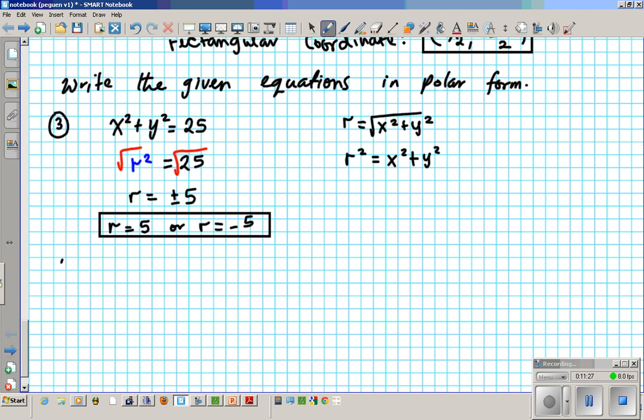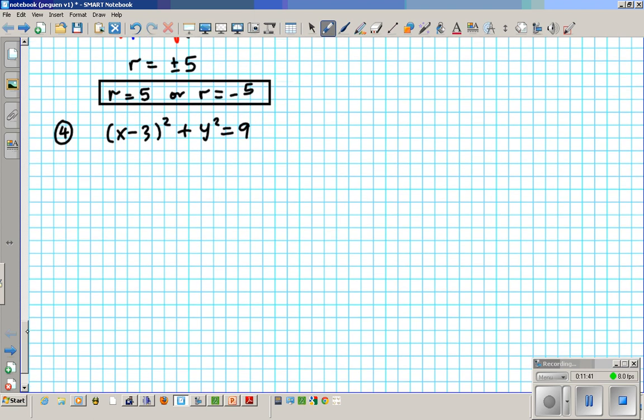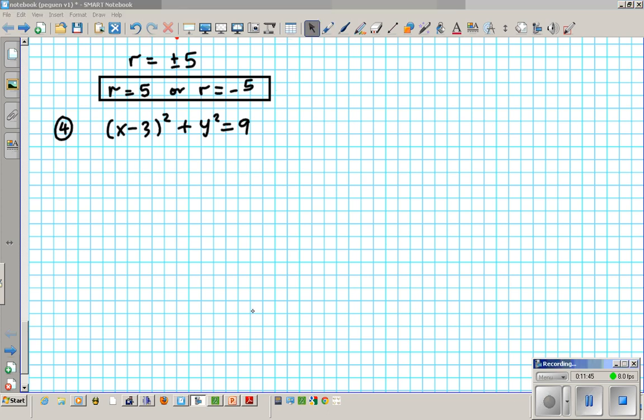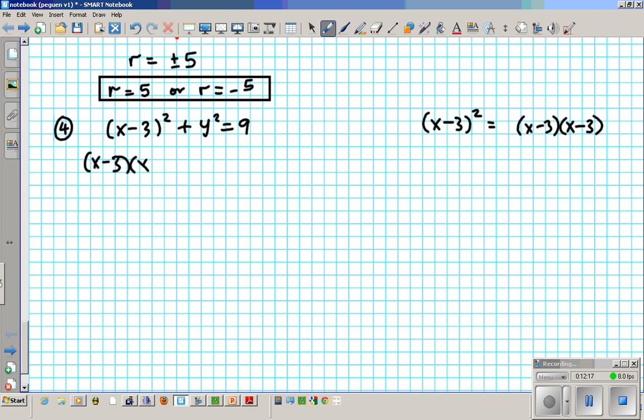What if we have a scenario, number 4, where we have (x minus 3) squared plus y squared equals 9. And the task here is to convert this into polar form. Alright, so how do we do this one? First thing we want to do is, how about we expand this and see if we can set it up for easy substitution. So if I expand (x minus 3) squared, it's basically x minus 3 times x minus 3, right? So let's do it. (x minus 3) times (x minus 3) plus y squared equals 9. If I follow this out, I'm going to have x squared minus 3x minus 3x plus 9 plus y squared equals 9.